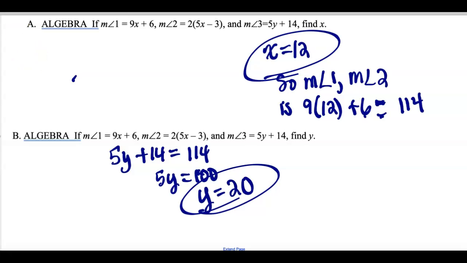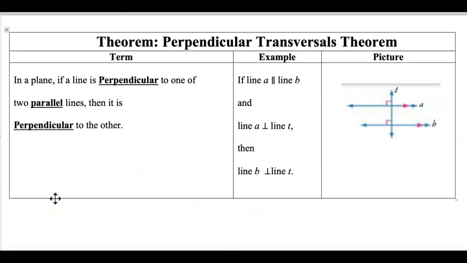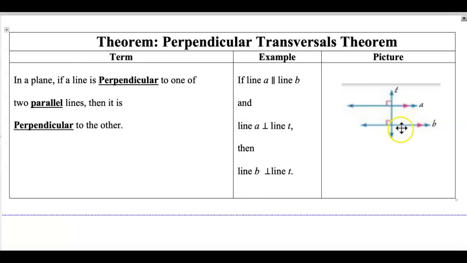There's one more slide I want to go over with you, and then that's the last thing. It says, in a plane, if a line is perpendicular to one of the parallel lines, then it is perpendicular to the other. So for instance, if we know that line T, which is a transversal, is perpendicular to A, and if we know that A is parallel to B, then T is also perpendicular to B.